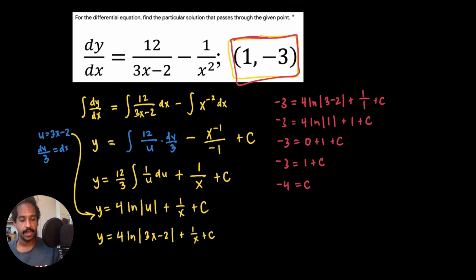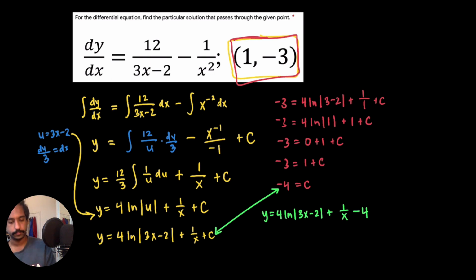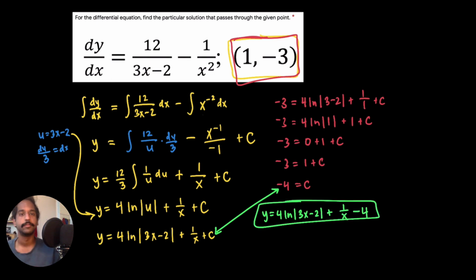And so in the end, I'll write this in green, our final particular solution, we combine these two, and we get y equals 4 ln of the absolute value of 3x minus 2 plus 1 over x minus 4. And that, my friends, is our final answer.